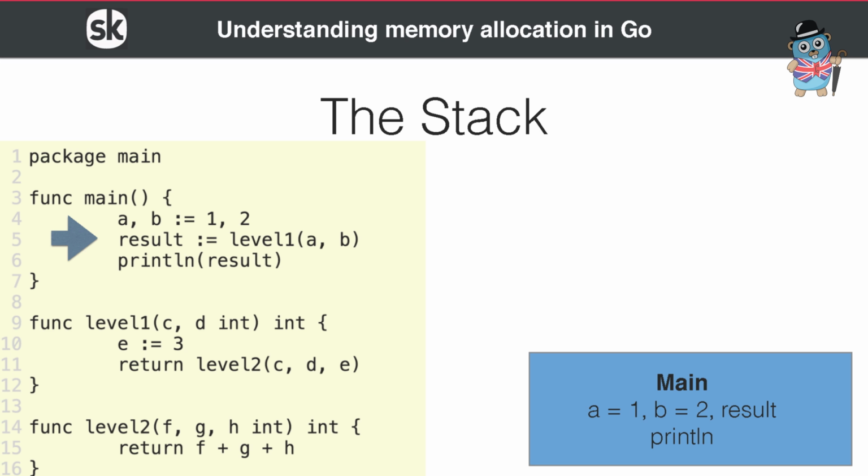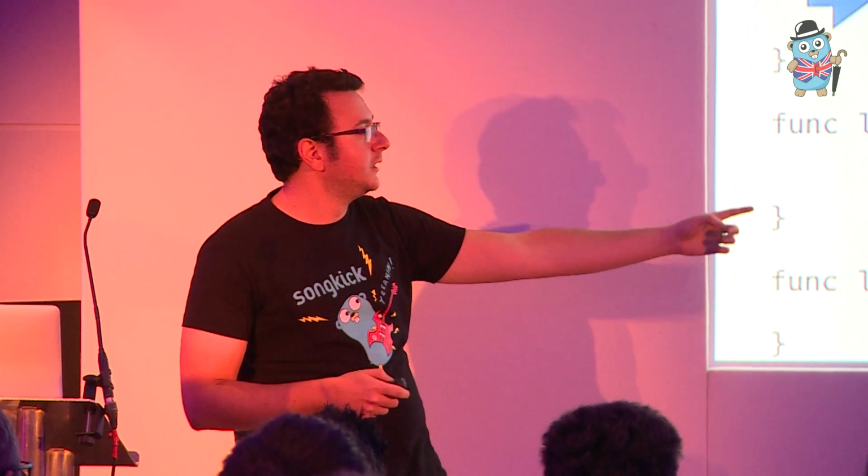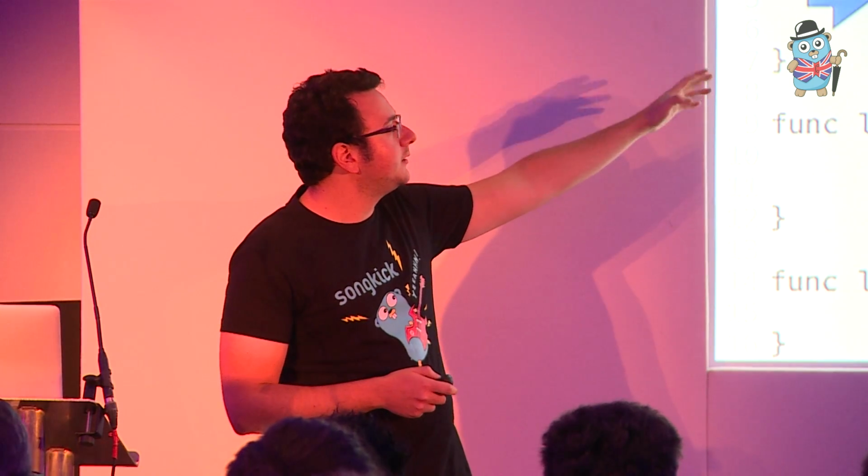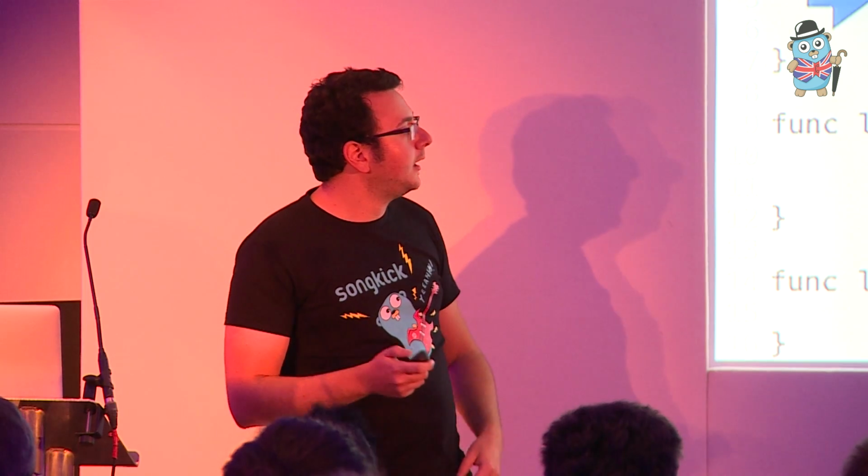So you have the main function that is getting a result from the level 1 function, that is getting a result from the level 2 function, that's just returning a sum of 3 integers. So when we're at main, the stack has one frame, because there's just one function that's been called. It's the entry point of the program. And it holds the variables a, b, result, and println.